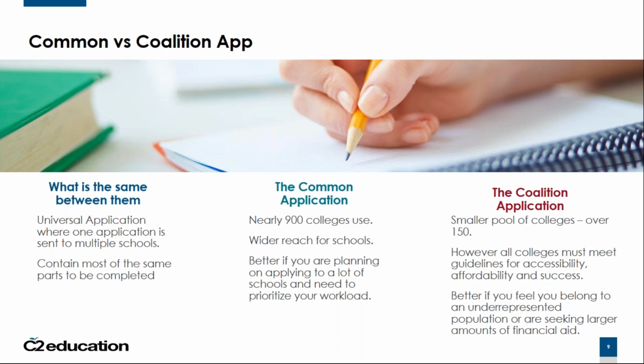The Coalition app, right, is much better if you are from an underrepresented group and you want that accessibility, or you are thinking you're going to be needing to apply for a large amount of financial aid, or even just a substantial amount of financial aid. That is the major difference between the two.